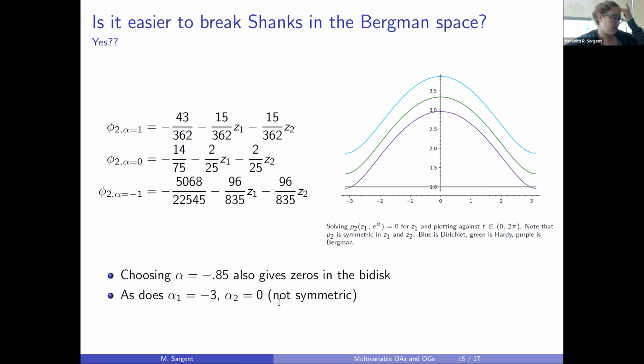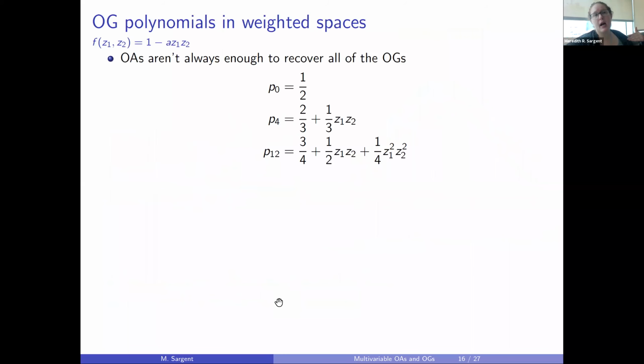So let's kind of change gears slightly here. I mentioned that the engineers were looking at zeros of optimal approximants, and they were looking at these reflections of orthogonal polynomials. And you remember that we said hypothetically you should be able to recover your orthogonal polynomials by looking at differences of optimal approximants. Well, here, let's look at this particular example.